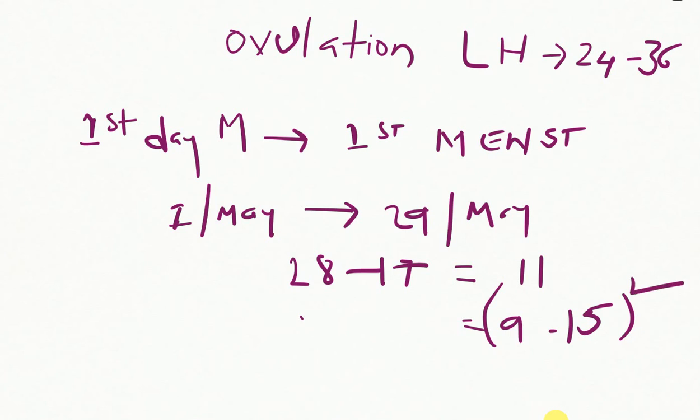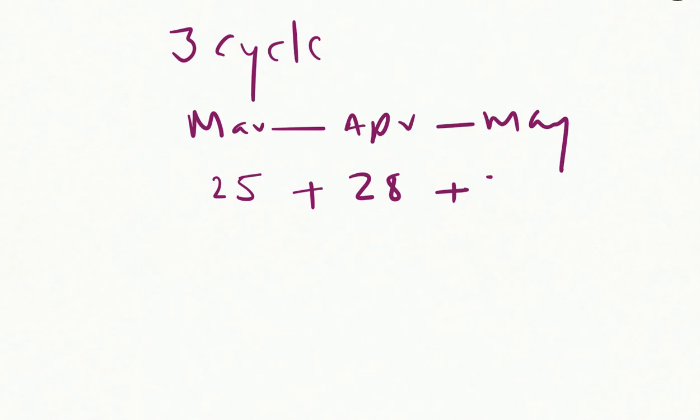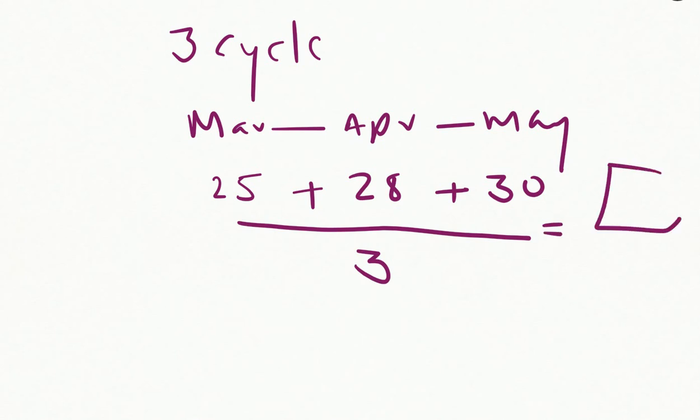Okay. Now let's talk about irregular cycles. If you want to talk about irregular cycles, there is one thing you have to know: you have to see 3 cycles. Take 3 cycles from March, April, May, whatever. If one is 25 days and another is 28 days and another is somewhat 30 or 25, whatever, add the 3 cycles and divide by 3, and whatever you get, make it a whole number. Even if it came as 27.5, take it as 28 or 27, whatever.